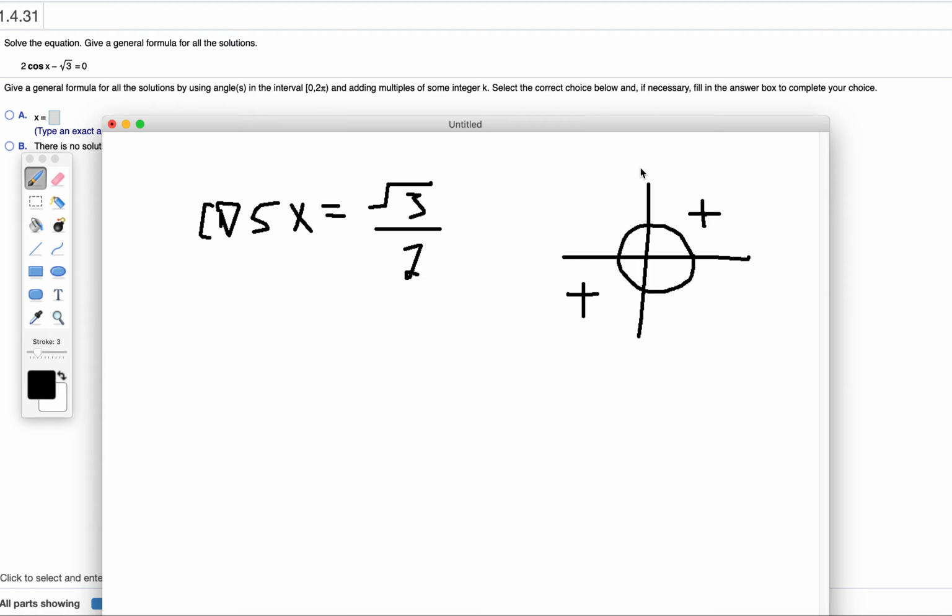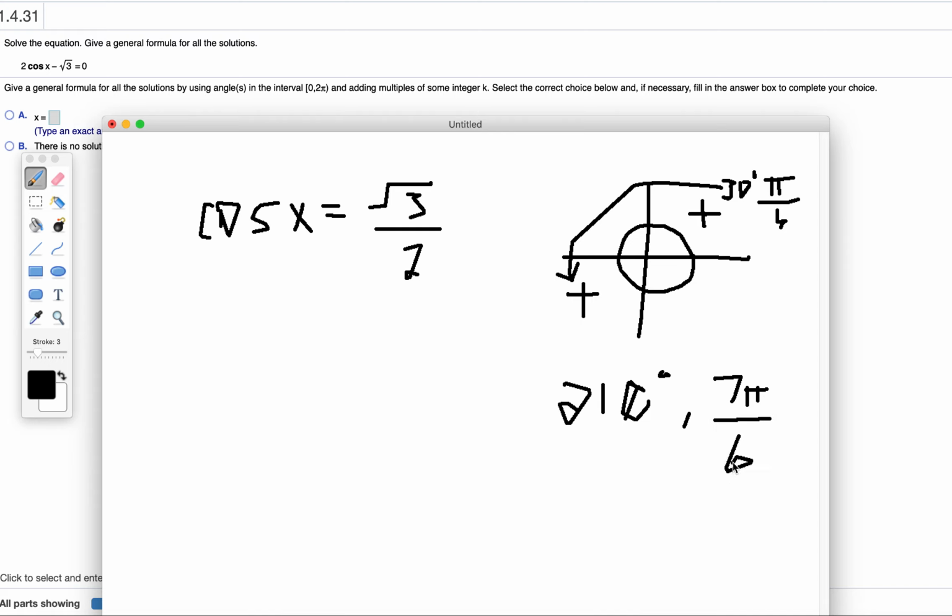So when I go into my trig chart knowledge, I know that cosine is going to be the square root of 3 over 2 at pi over 6, or 30 degrees. To find that answer in quadrant 3, I would have to add 180 degrees, which would put me at 210 degrees. My pen is not cooperating today. And I could convert the 210 to radians, so I would get 7 pi over 6, I believe. So those are my two specific answers.